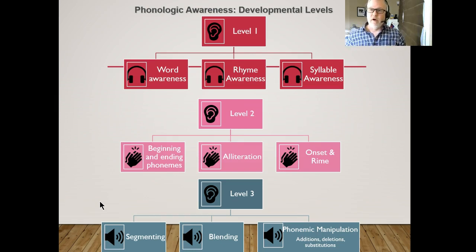So if I take the word think and I take out the th sound and I put in a p sound instead, what word do I have? Pink. And so it's manipulating by adding, or if I take think and I take out the sound th, what word is left? Ink. So that's a deletion or substituting different words. So that's the most complex level of phonologic awareness.